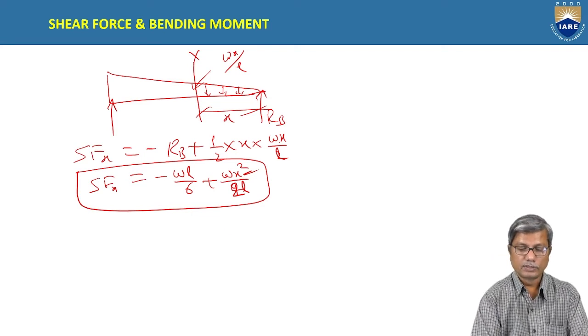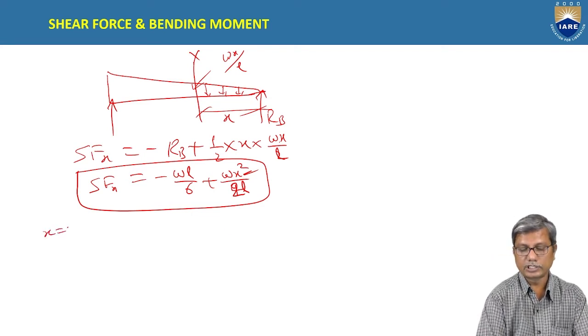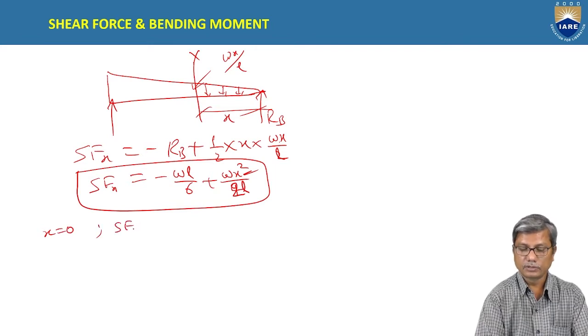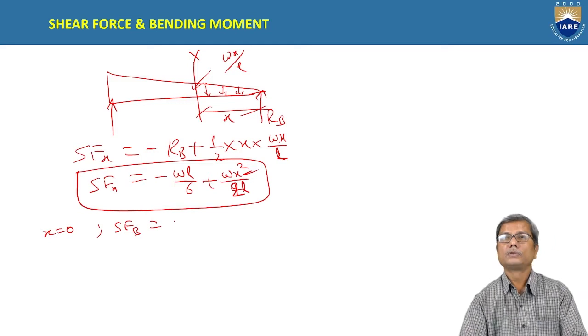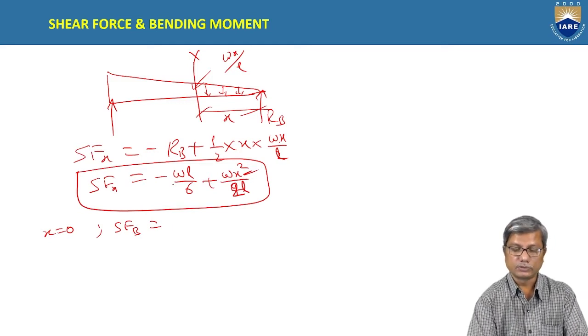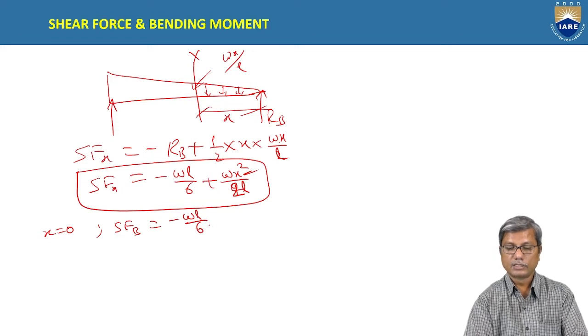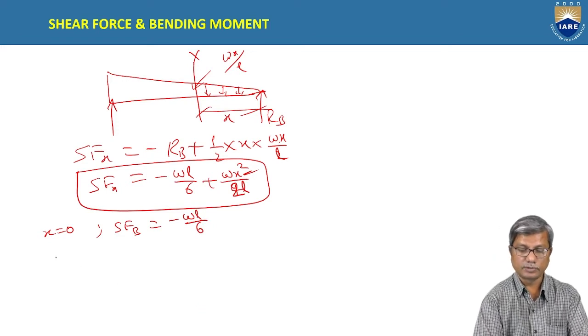Okay, so now putting x equal to 0, you will get the shear force at B. At x equal to 0, this becomes minus WL by 6. Okay, so that is the shear force at B.